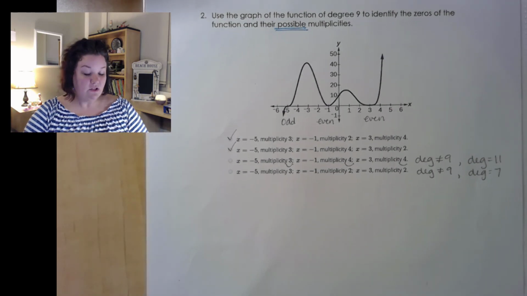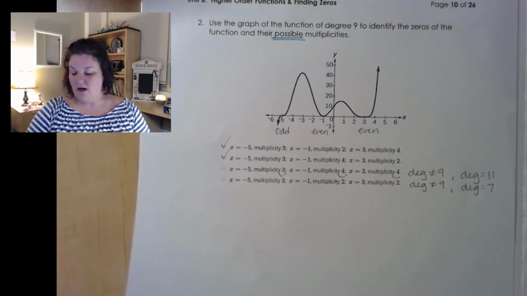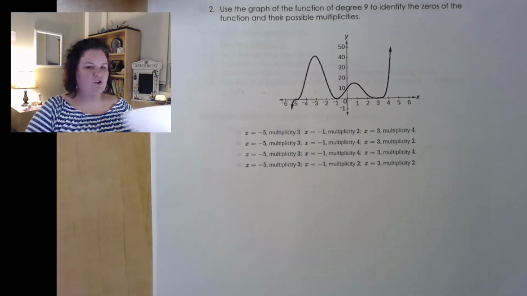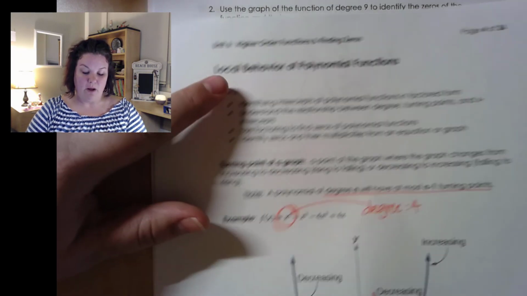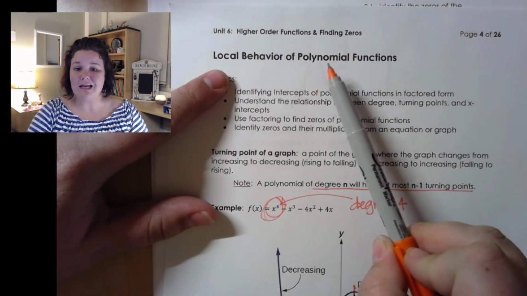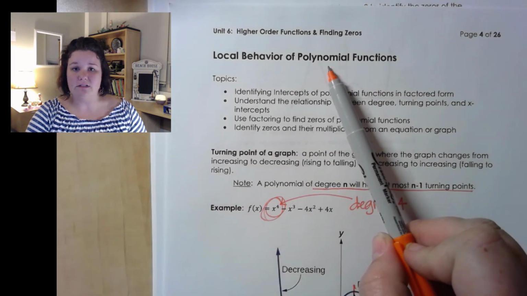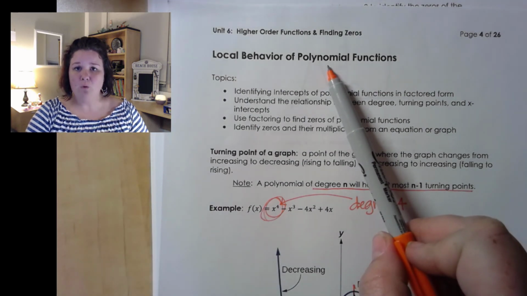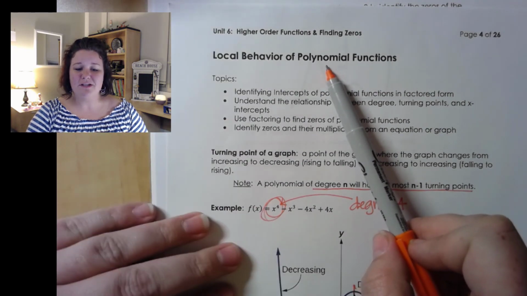Okay? All right, so that is the end of this section, which was local behavior of polynomial functions. So you should now be able to complete this assignment in your Knewton Alta homework. And if you have any questions, please let me know.